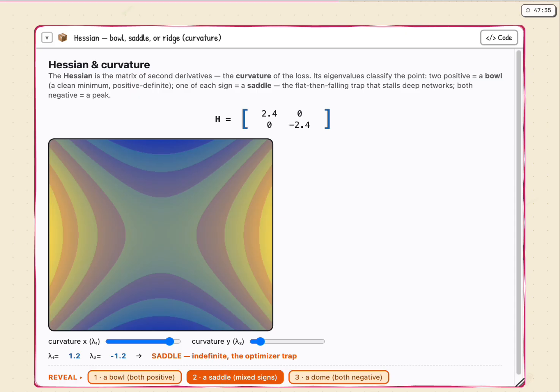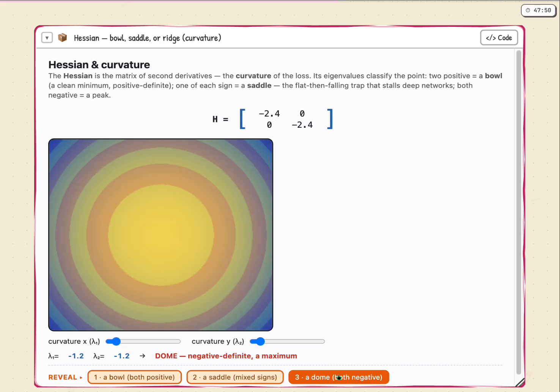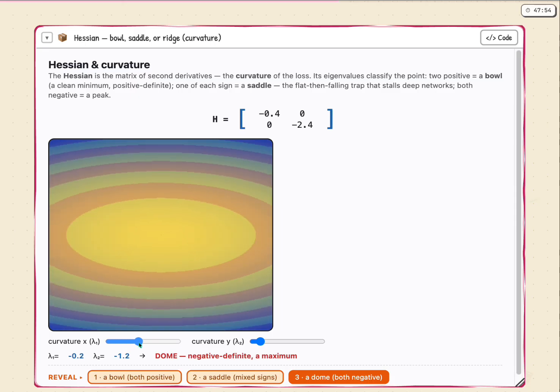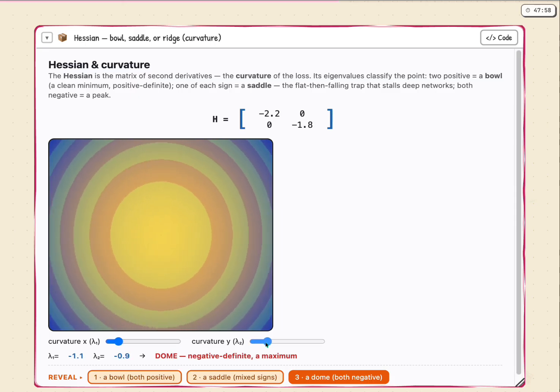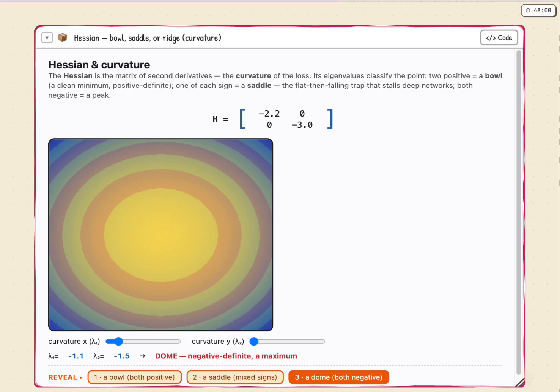Saddles are the villains of deep learning. They look flat, so the optimizer slows to a crawl, stuck, even though they're still a way down. And if both curvatures are negative, you're on a dome, a maximum. The worst place to be if you're trying to minimize. So the Hessian is the optimizer's map of the local terrain, bowl, saddle or dome. Knowing which one you're on tells you whether you've actually found a minimum or whether you're just stuck on a flat saddle that looks like one.